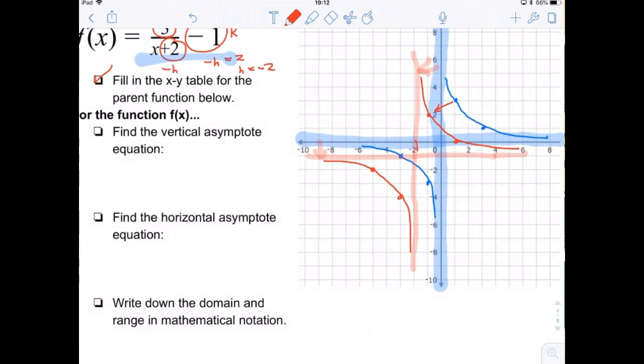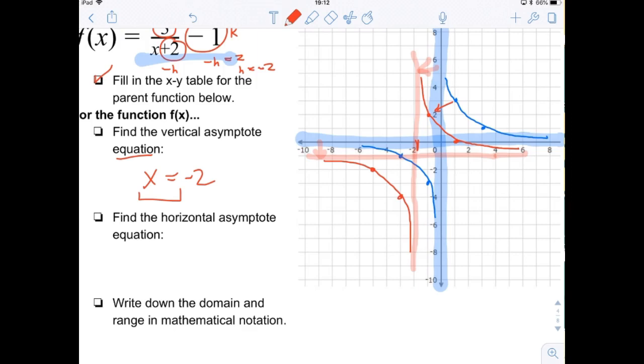Okay, and now it asks us, find the vertical asymptote equation. Looks like our vertical asymptote is at x equals -2. It crosses x equals -2, right? So the equation is x equals -2, and make sure you have the left side of it, x equals. You need that for full credit.